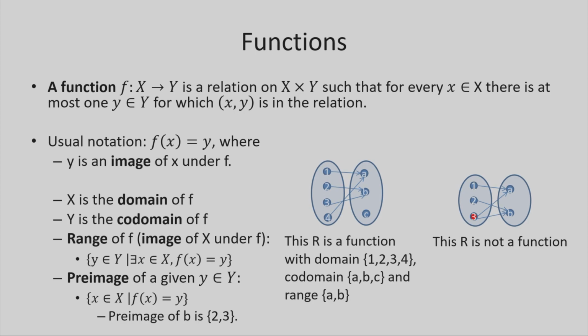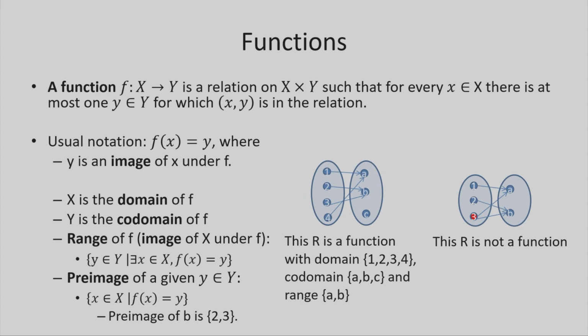And finally, a pre-image of a given element of y is the set of all x's that map into this specific y. It's not required in general to be a set containing a single element. It can be a set containing multiple elements. So for example, in the function r, the element b has two things, 2 and 3, mapping to it. So the pre-image of the element b will be 2 and 3.